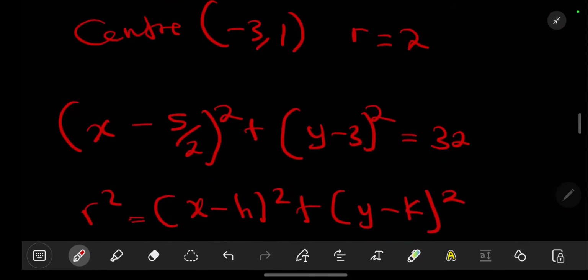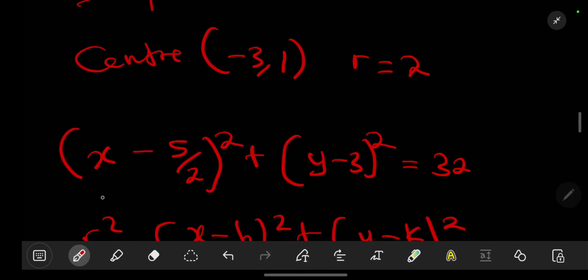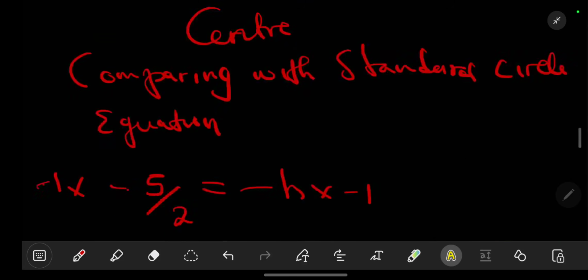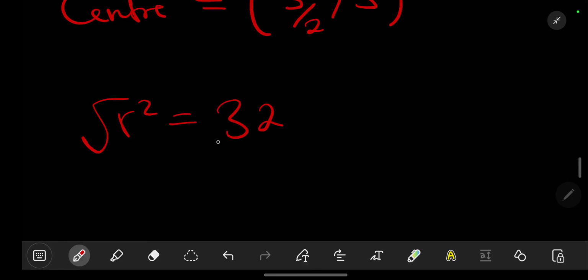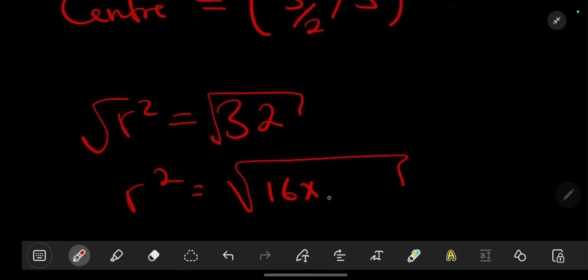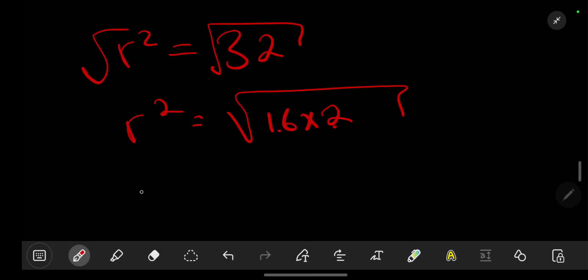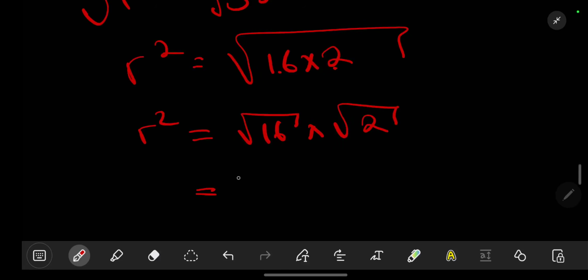Then to get the radius, you are going to look at the equation. r squared should be equal to whatever number is there, so find the square root. The square root of 32 is the same as 16 times 2, which is 32, so I haven't changed anything. According to radicals, you can split these numbers into the square root of 16 times the square root of 2, which will give us our r squared. You find the square root on both sides, not just one side.